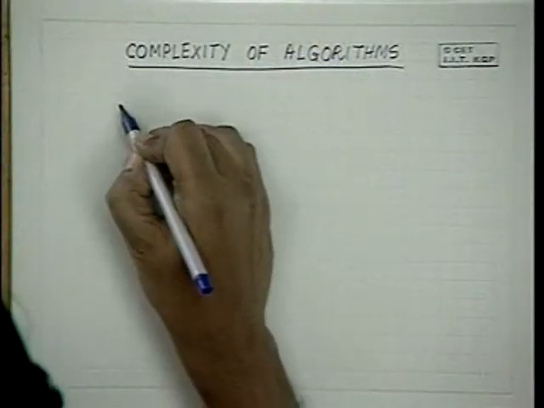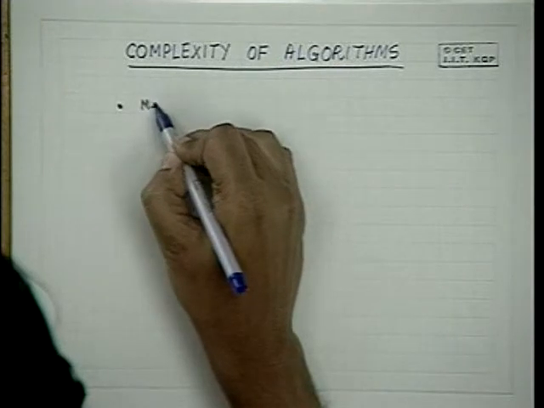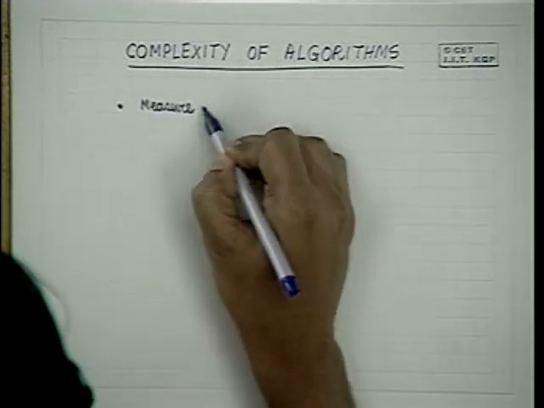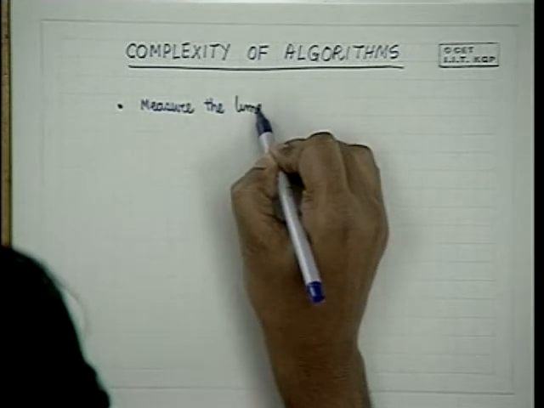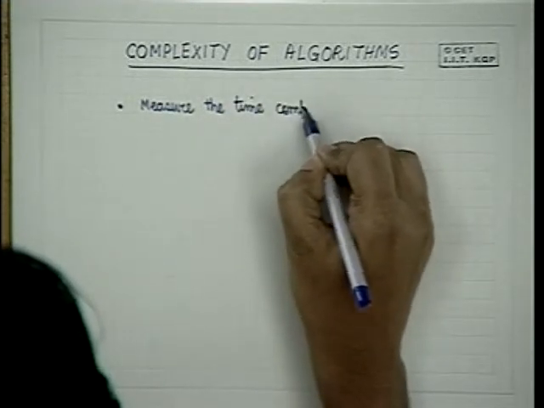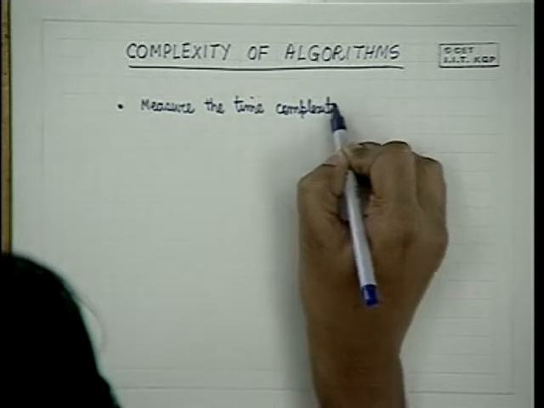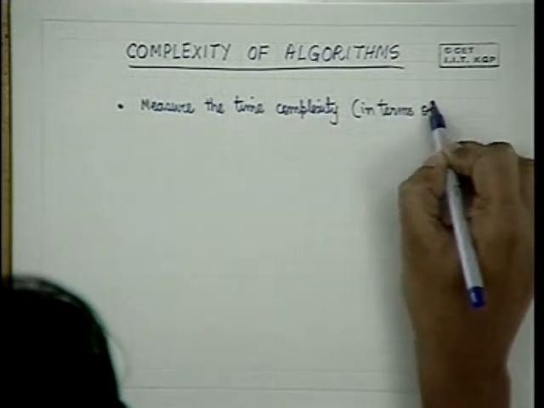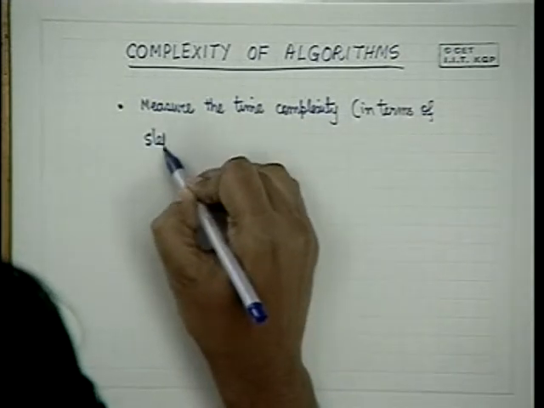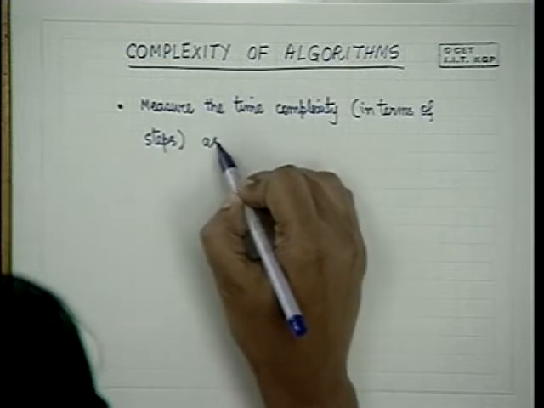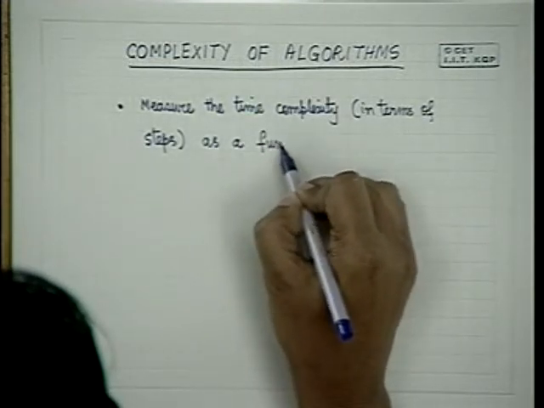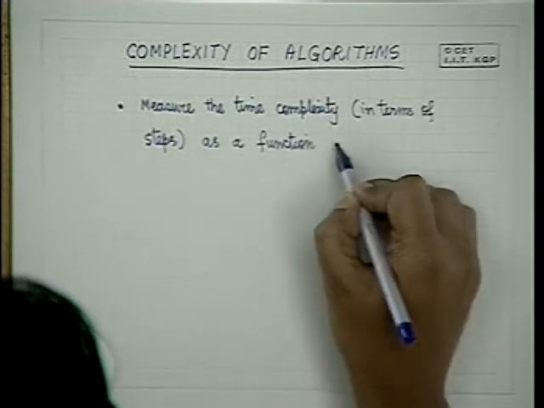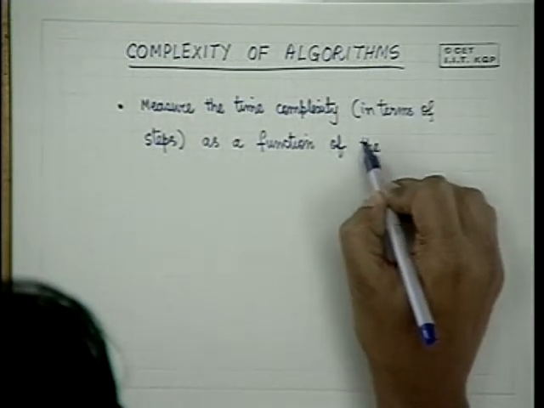So when we measure the complexity of algorithms, we do two things. We measure the time complexity in terms of steps as a function of the input size.